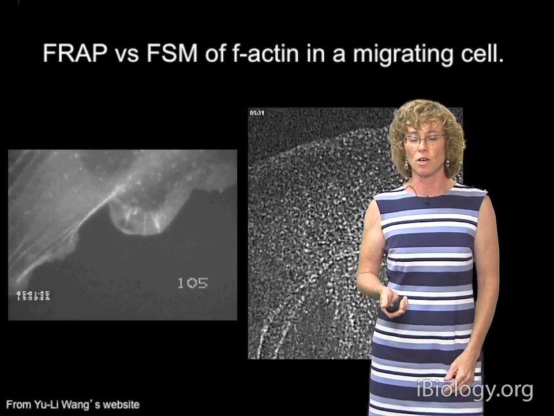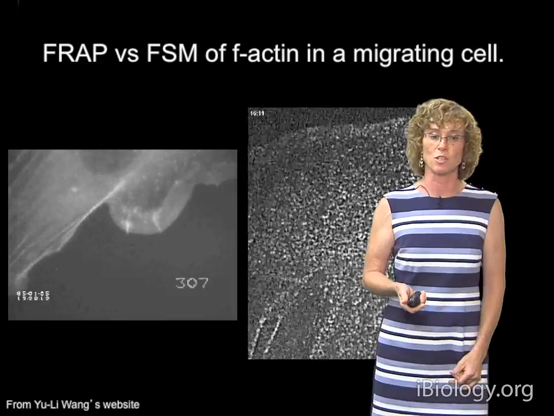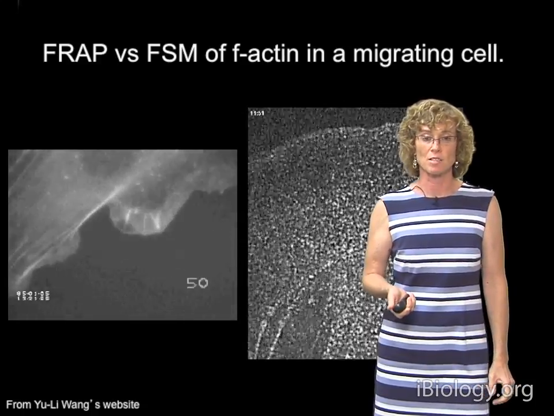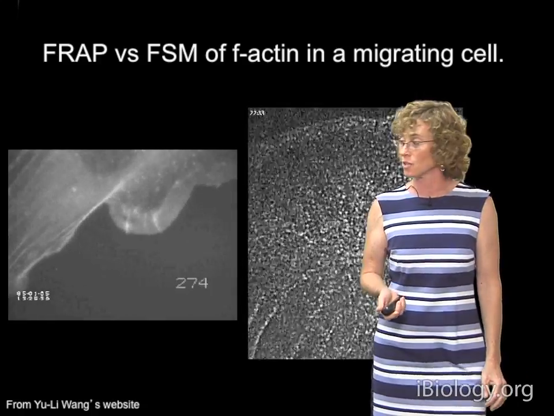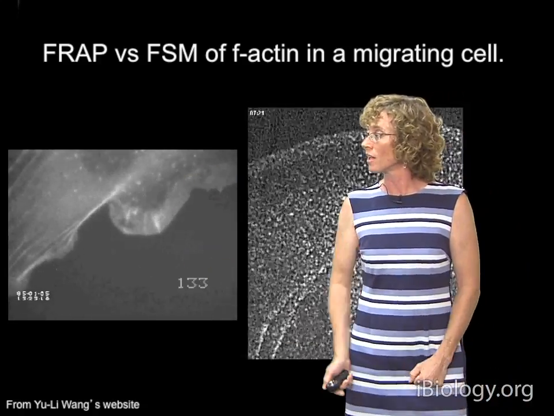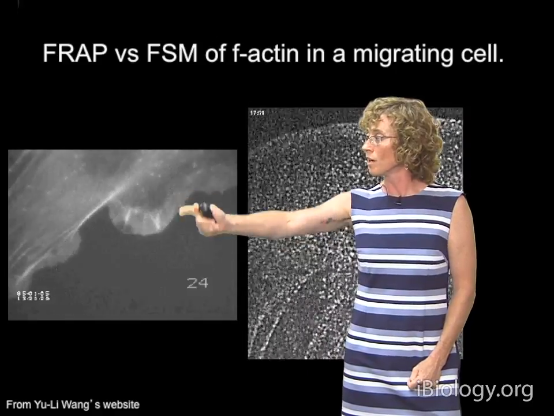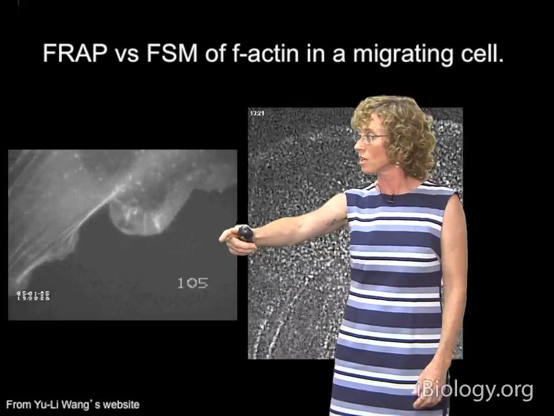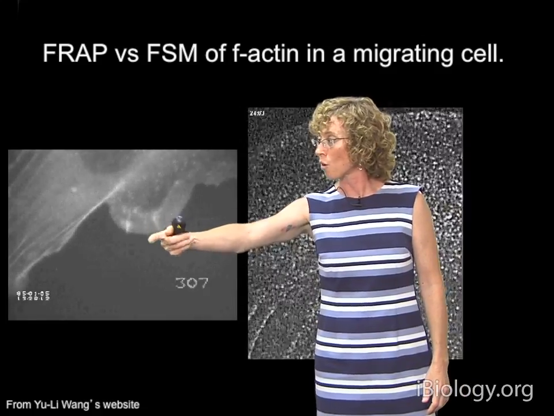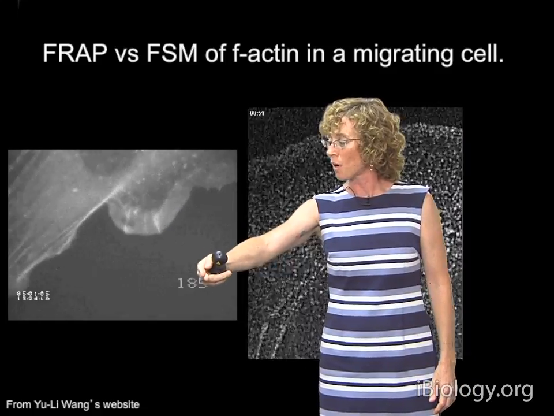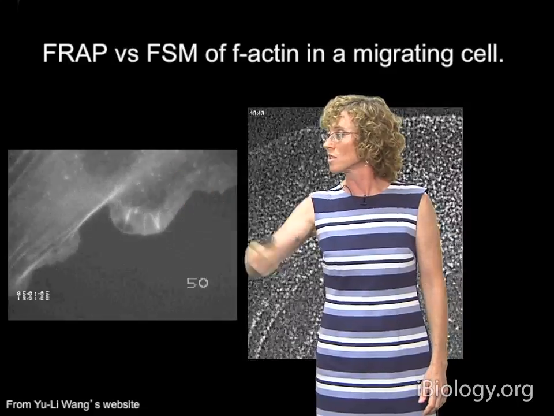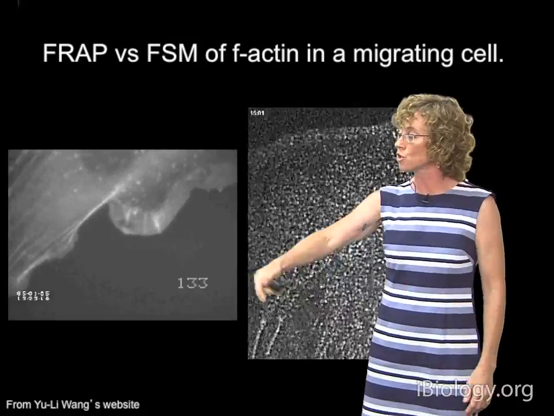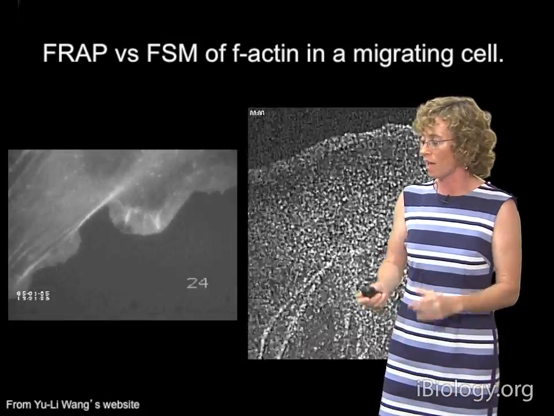So this is just to show you an example of comparing the information that you get by FRAP versus fluorescent speckle microscopy of actin dynamics in a migrating cell. The movie playing on the right is a classic movie from Yuli Wang that first demonstrated that actin in the leading edge treadmills. What you see is a small bleach spot form at the leading edge, and that bleach spot, as it recovers, moves rearward towards the cell center, indicating new assembly of actin at the leading edge, coupled with motion of the bleached area of the actin cytoskeleton.